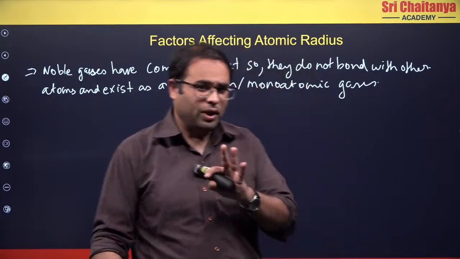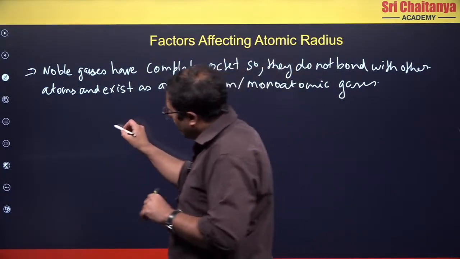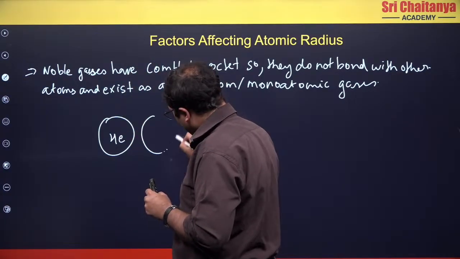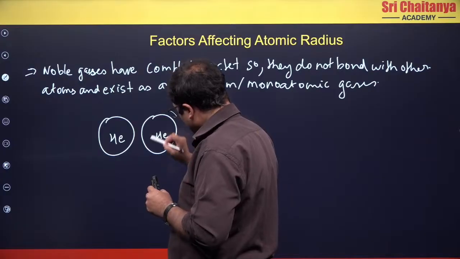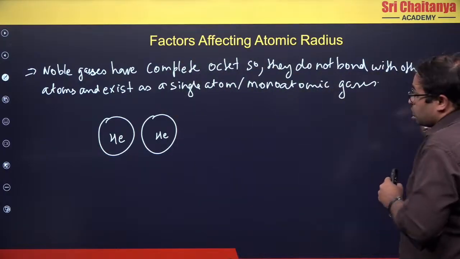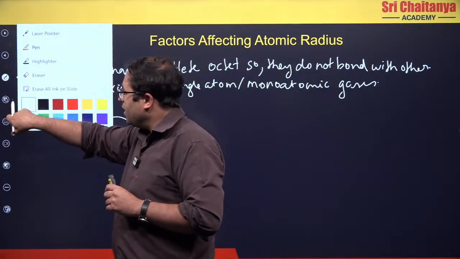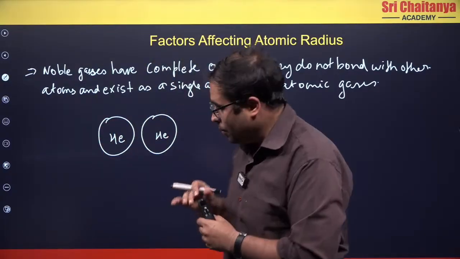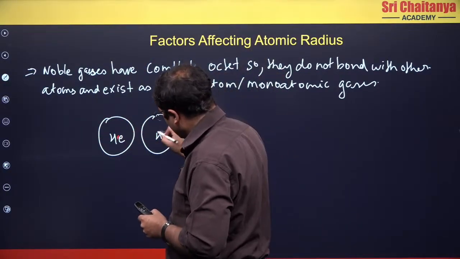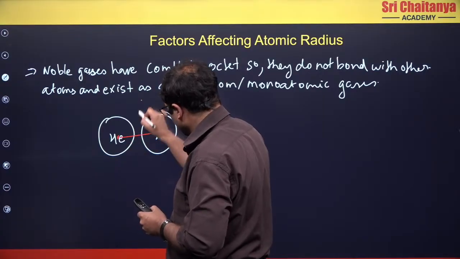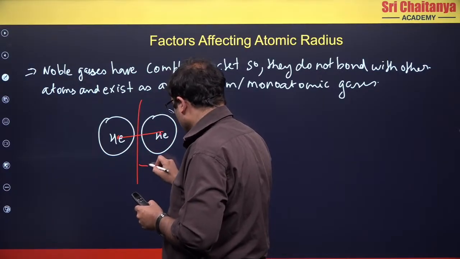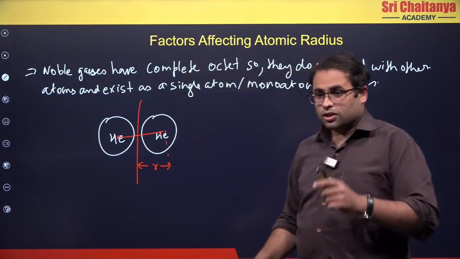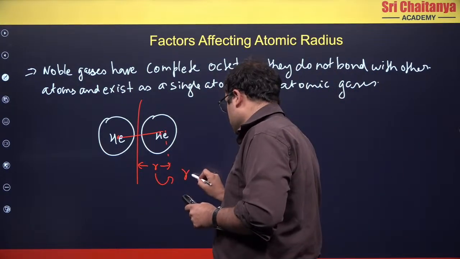Simply I am telling you this because if I have a helium atom and I have another helium atom, bear with me on this one, they will not overlap, correct? So, they will not overlap. So, then if I have the center here and I draw a line and take their half. So, what will this be called? This is called the van der Waals radius.